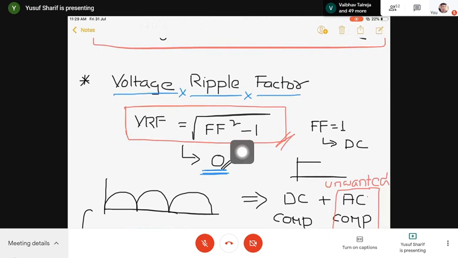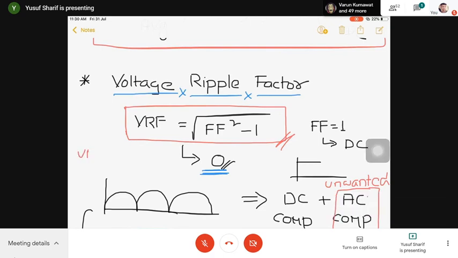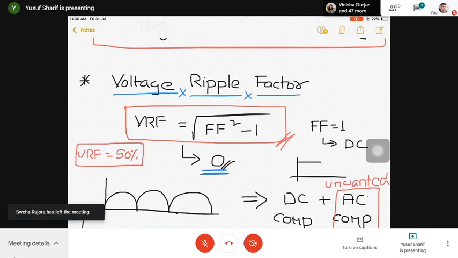We'll see that. But if you pick any waveform and calculate the voltage ripple factor, suppose you get the result as voltage ripple factor equivalent to some 50%. What does that mean? That means the output waveform has got 50% of the AC component in the rectified output. Is that clear? So that is the significance of this particular parameter.